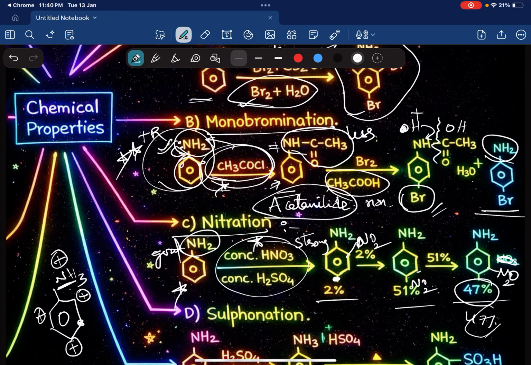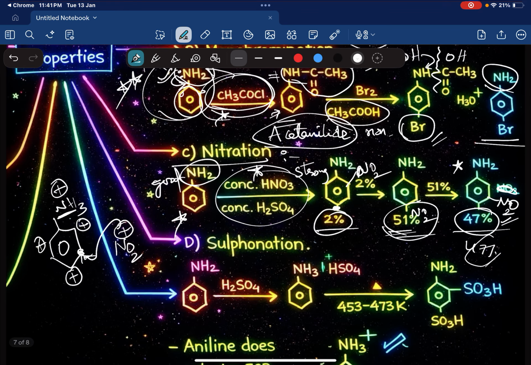has no charge, so the NO2 electrophile is able to attack where there is no positive charge. That's how meta nitroaniline is also formed as one of the products. The highest is para, which is 51%, the lowest is ortho, which is just 2%, and meta is 47%.